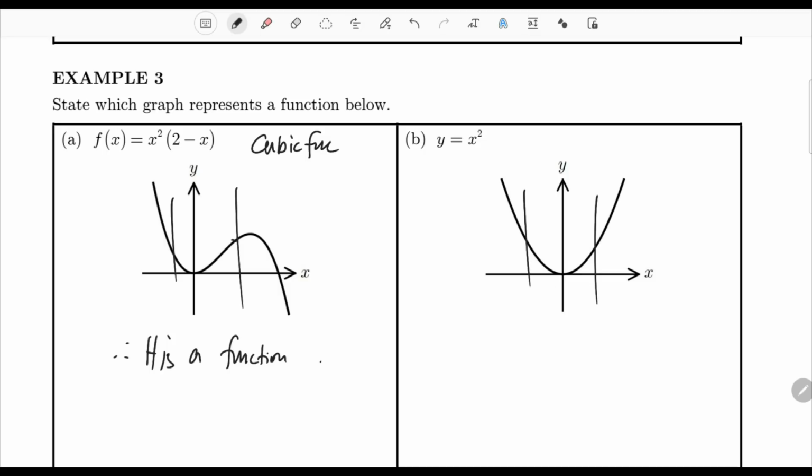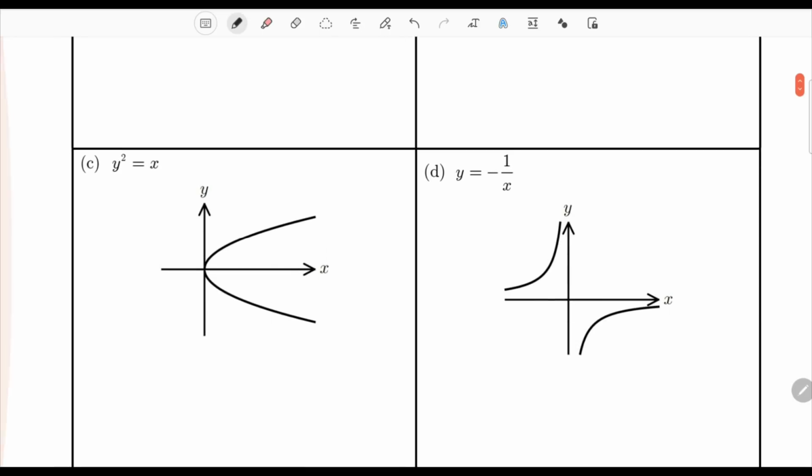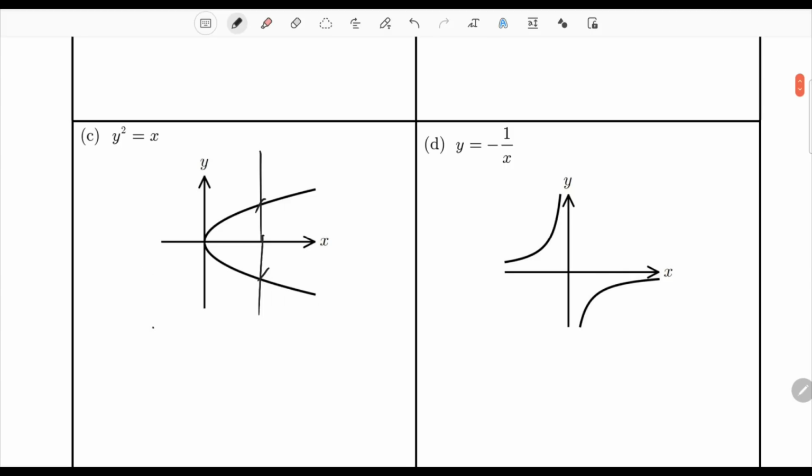What about this? Function. Okay, C. Draw a vertical line. It cuts at 2 points. So not a function. And here, function.